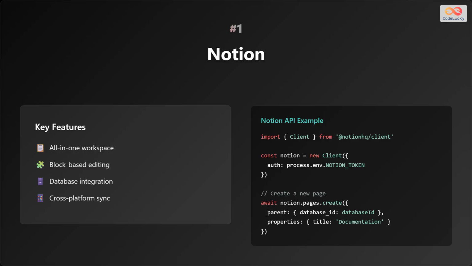Here is a simple example of using the Notion application programming interface to create a new page. First, import the client from the Notion headquarters client library, then instantiate a new client with your authentication token. Finally, call the page's create method to create a new page with the title documentation.